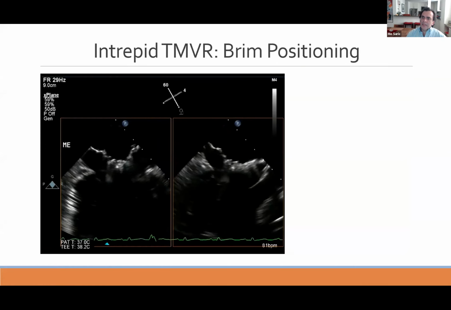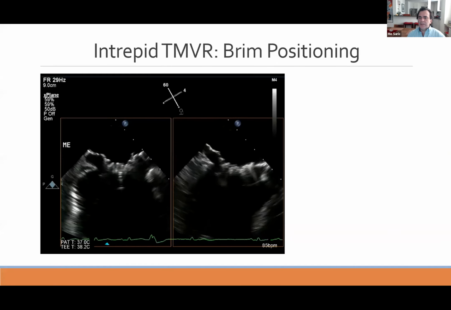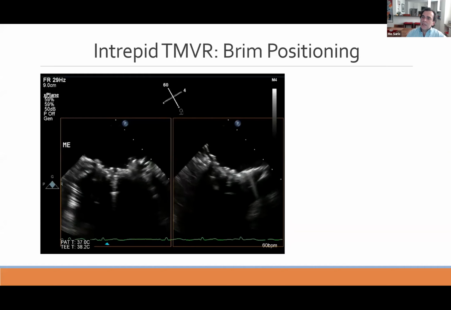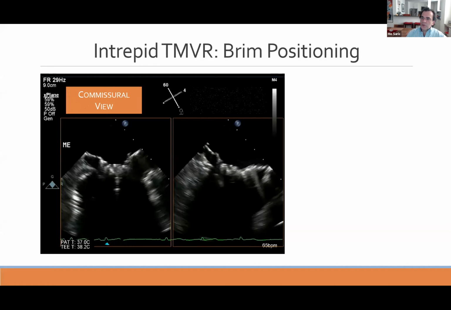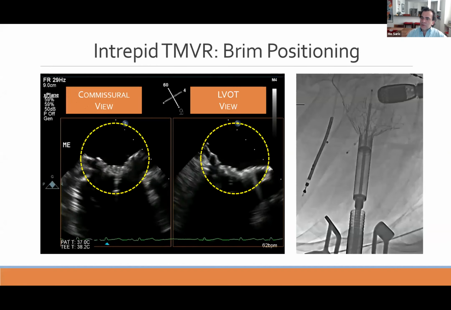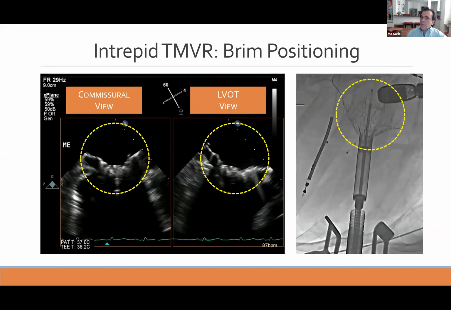In the next step, we will advance the whole system into the left atrium, open the brim, and then bring the partly open prosthesis toward the native annulus. Commissural view, LVOT view, TEE, and then fluoroscopy. And that's really the opening of the brim.